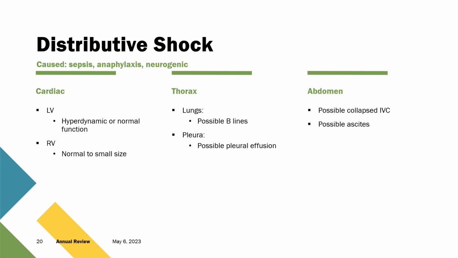If the infiltrates have gone on long enough and that congestion has been significant enough, then ultimately it'll probably result in a pleural effusion. And then with the abdomen, you may end up with possible collapsed IVC, especially in cases like anaphylaxis, or you can find possible ascites on an EFAST exam in multiple different causes of distributive shock. So there's no one prescription of what distributive shock is going to look like. It's just a way to analyze what's happening in the body while you figure out the cause of the shock.